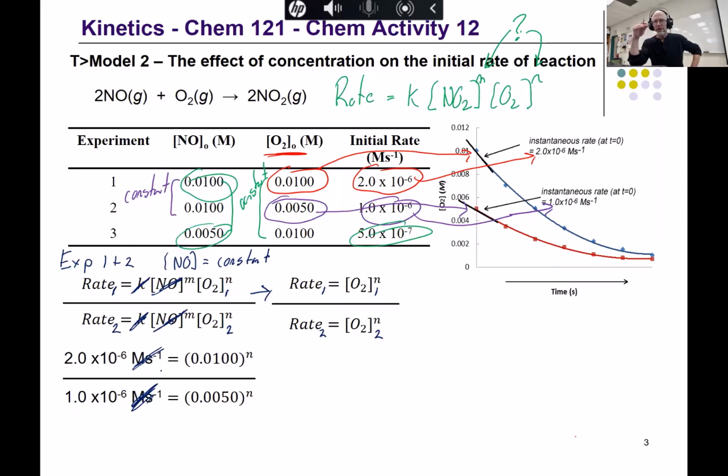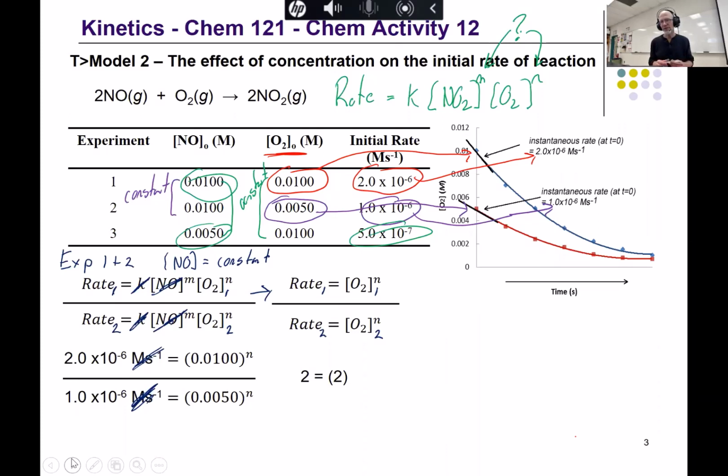Again, the goal here is to solve for what that exponent is. So if you're writing all this out, make sure you write in the exponent. That's the key thing here. So now let's simplify. If you divide 2 times 10 to the minus 6 by 1 times 10 to the minus 6, well, obviously that's 2.